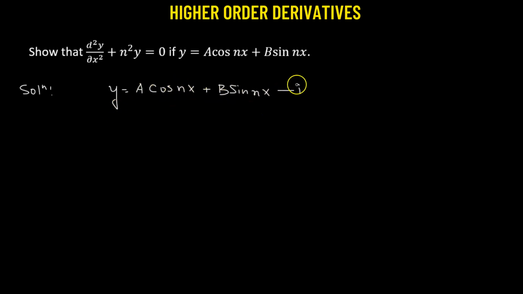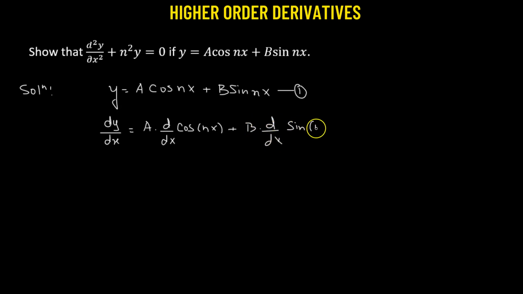Now let's label this as equation number 1. We'll take equation number 1 and take the derivative on both sides with respect to x. So we have the derivative of y with respect to x equals, a is a constant, so simply a gets multiplied to the derivative with respect to x of cosine of nx, plus b times the derivative with respect to x of sine nx.